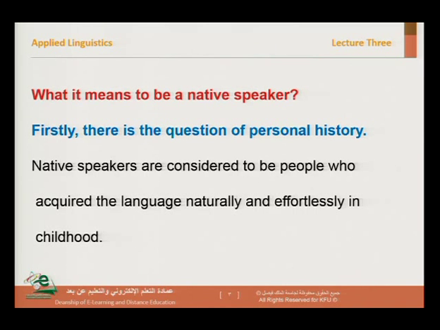You don't sit in a chair and then your father comes to you and says, okay, have a seat, I'll teach you today what this thing means. This is a bread, okay, eat it. No, you don't say it like this. So it is happening naturally and effortlessly in childhood.